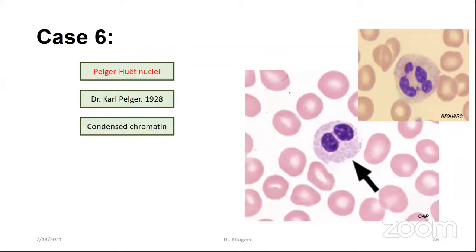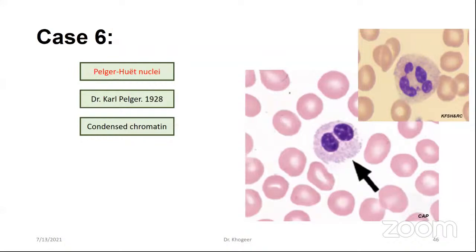And the nuclear chromatin in the Pelger-Huet cells is generally denser than in the normal cells, as you can appreciate here. So it's denser. This feature helps to differentiate the Pelger-Huet cells from normal neutrophils and their precursors, which have more open or lightly staining chromatin.